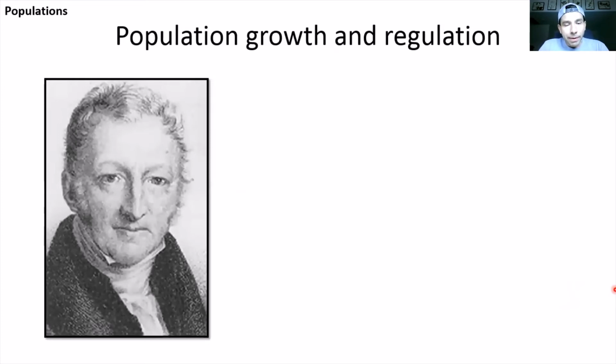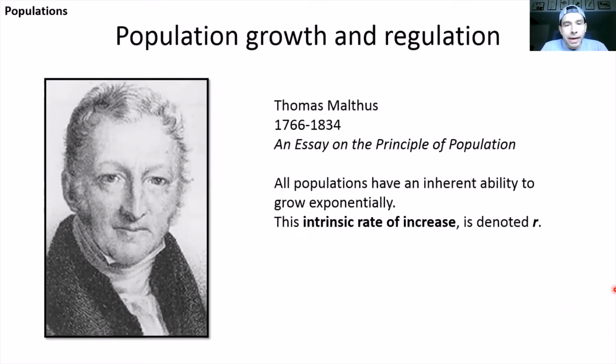Do you remember this guy? Thomas Malthus. He was an influence on Charles Darwin through his essay on the principle of population. He basically noted that all populations have an inherent ability to grow exponentially. It means really, really quickly. And we can call that the intrinsic rate of increase, r.